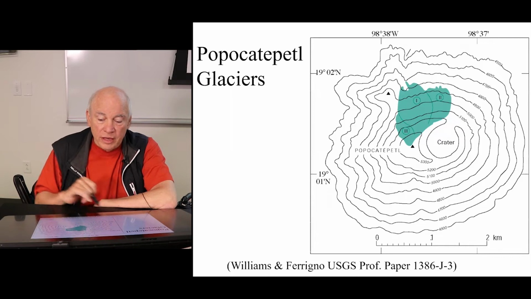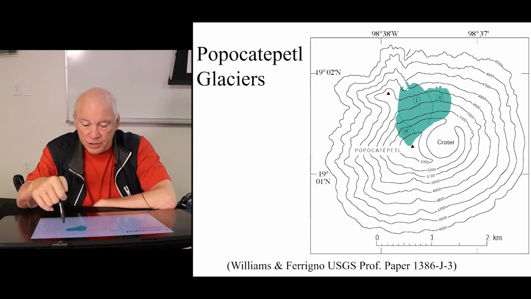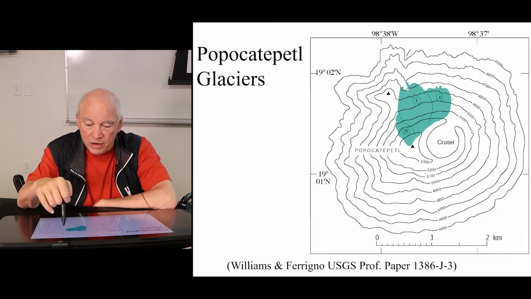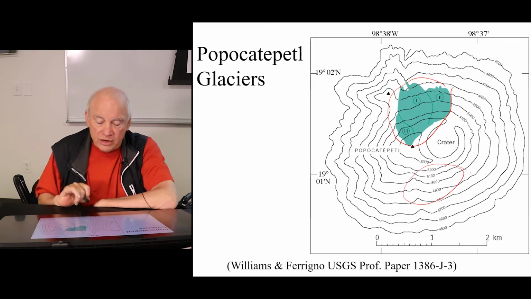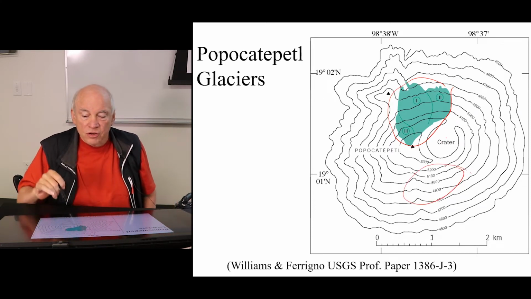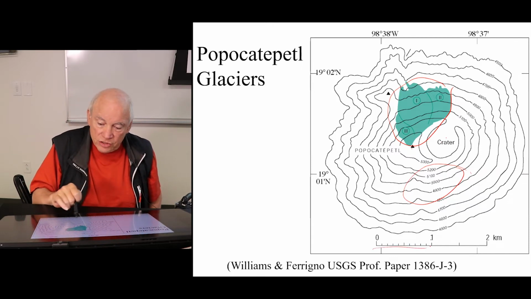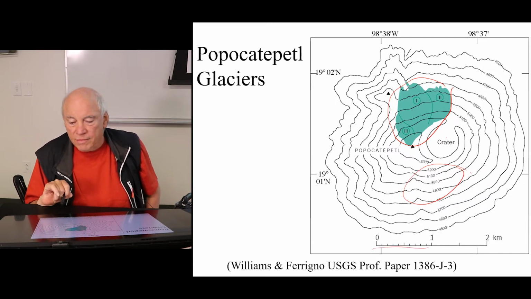So here are the glaciers of Popocatépetl. This is the summit region of the volcano and its crater. And they're all on the north side because the north side gets less direct sunlight than the south side at this latitude. And so, here's a scale. So you can see they're all less than about a kilometer.